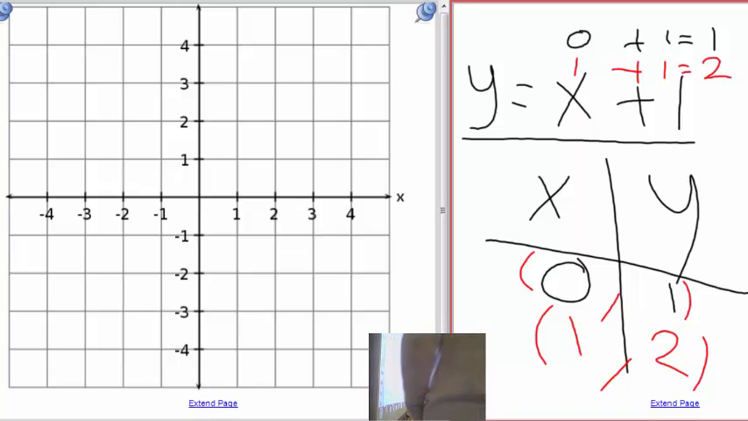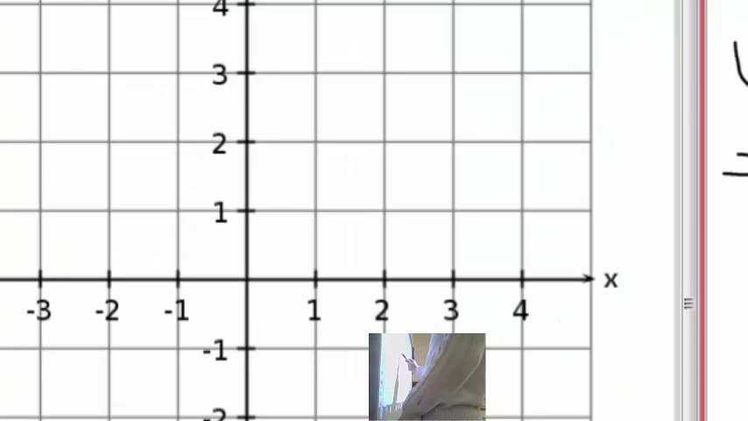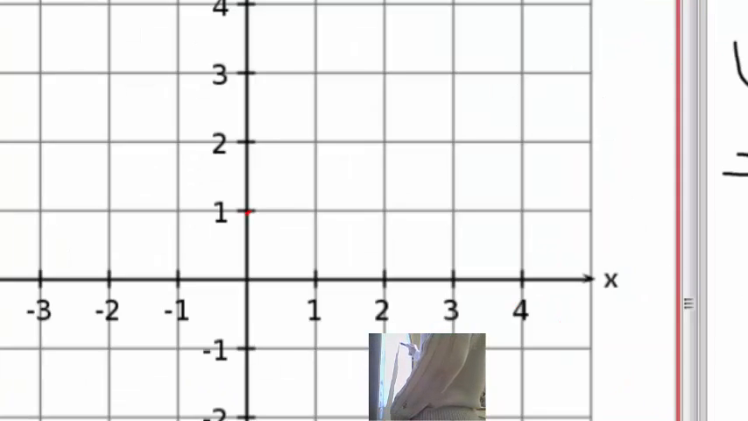And where is 0, 1? 0 is here, 1 is there. So your first point is here. Where is 1, 2? 1 is there, 2 is there. Your second point is here. You just put them together.